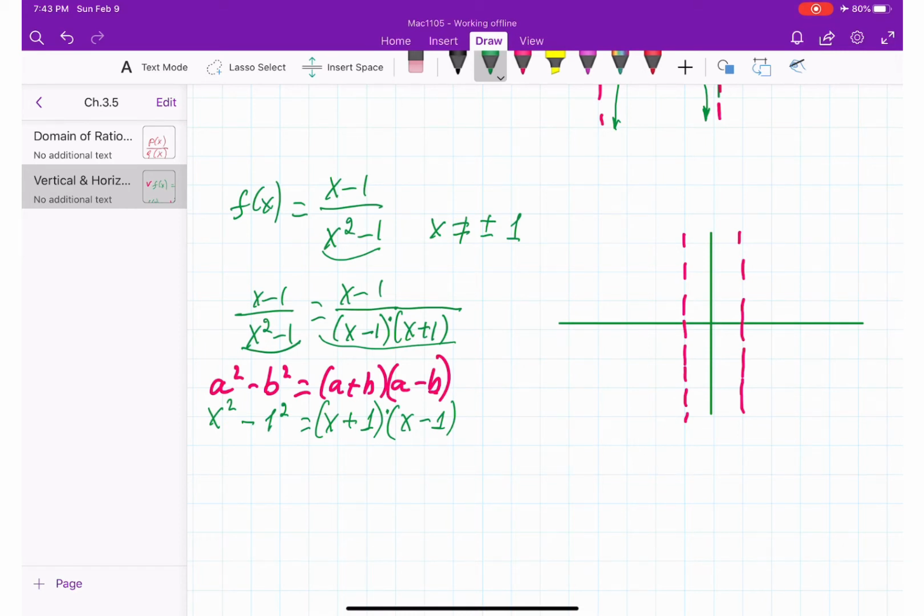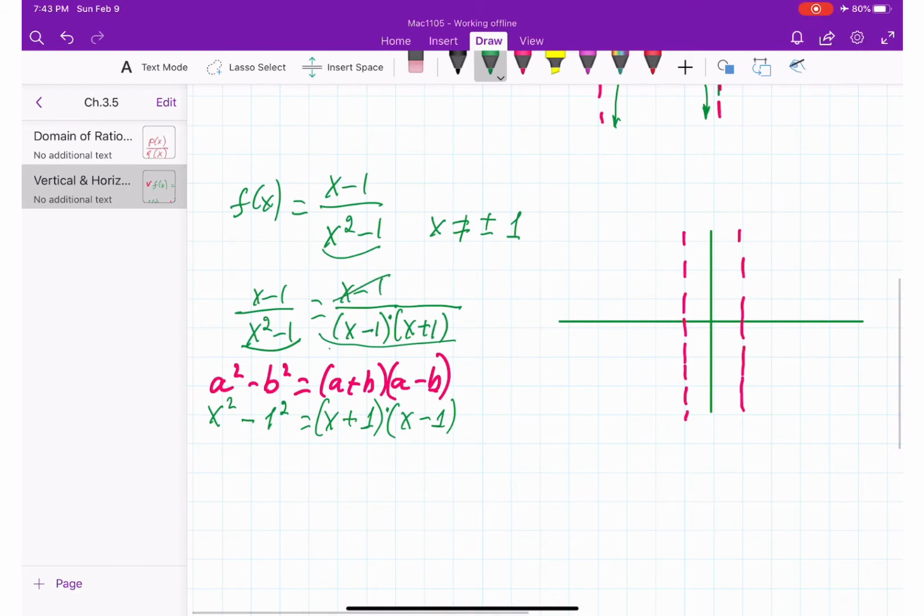Next, I can cancel x minus 1 with x minus 1, and as a result I would have 1 over x plus 1. What does that mean? From here, x cannot be equal negative 1 only, which means this positive 1 case is disappearing, it's not going to be a vertical asymptote. I am cleaning here.